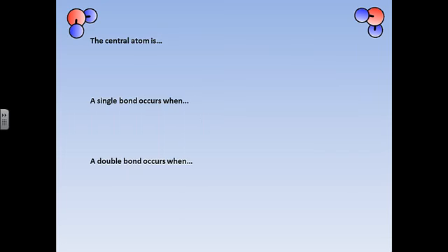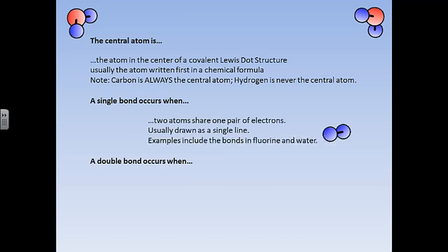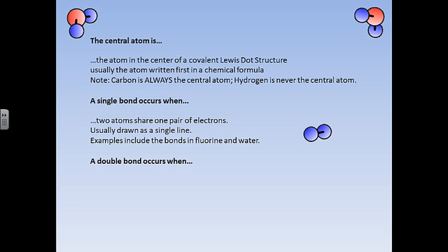Before you can start drawing the Lewis structures for covalent compounds, you need to know some definitions. The central atom is the atom in the center of a covalent Lewis dot structure and is usually the atom written first in a chemical formula. Note that carbon is always the central atom, but hydrogen is never the central atom. A single bond occurs when two atoms share one pair of electrons. The bond is usually drawn as a single line. Examples include the bonds in fluorine and water.